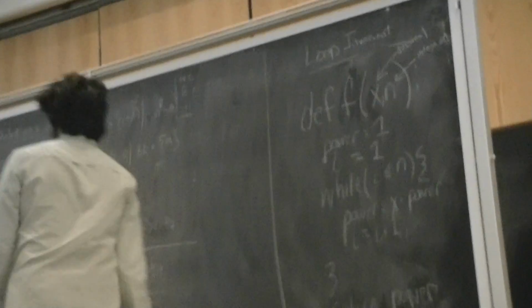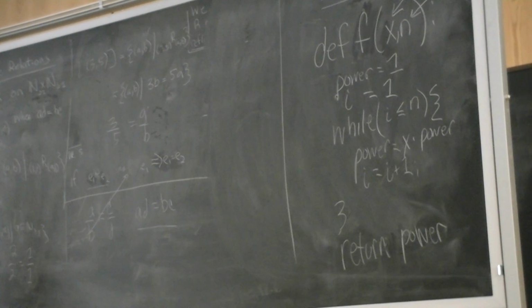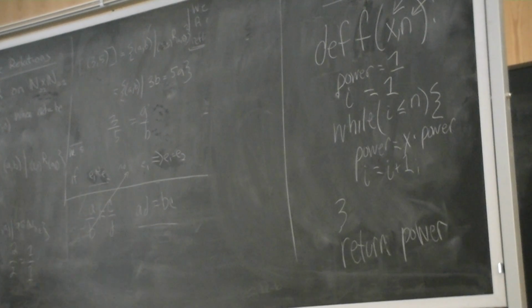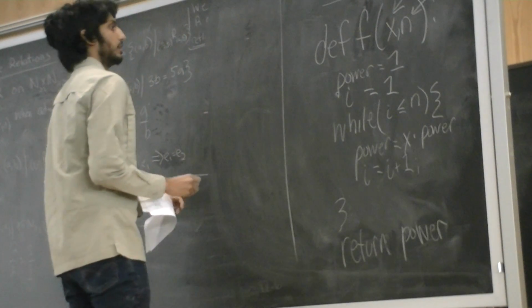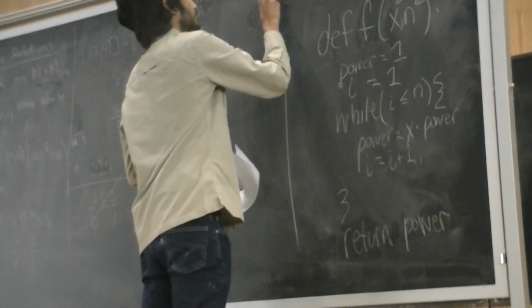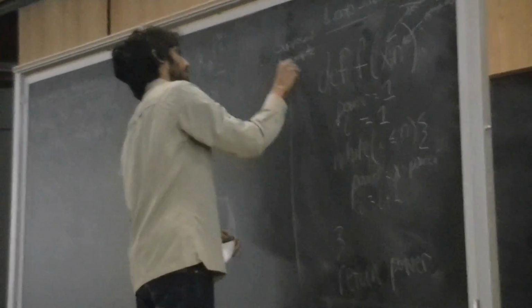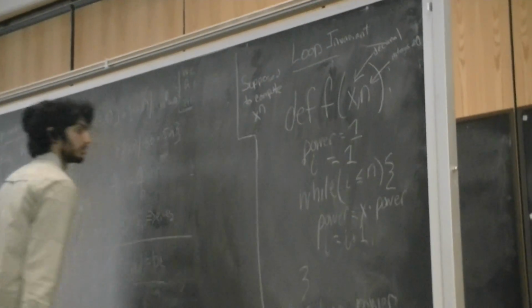Okay, so what does this code do? Yes, exactly. So this code is supposed to compute x to the n, x to the power n. Okay, and now my question to you is to analyze this, find the loop invariant, and prove the correctness of this program.